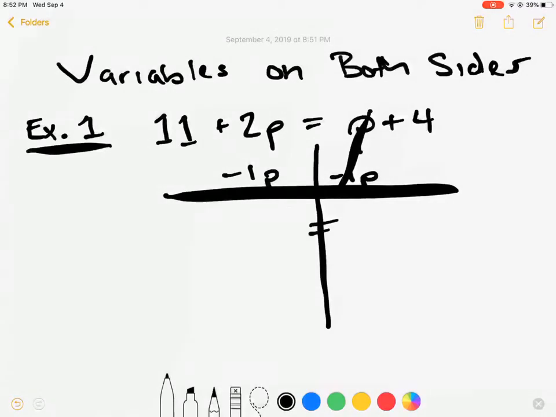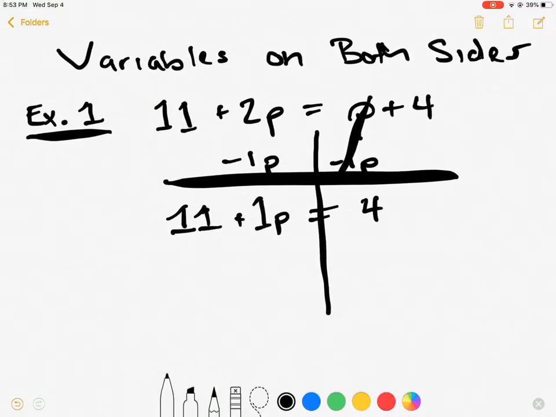On the right, you're left with a positive 4, okay? On the left side, if you subtract 1p from 2p, you have a positive 1p left over, and you've got 11 plus 1p, okay? All right, again, we're trying to solve for 1p. Now we've just got a simple two-step equation that we solved previously.